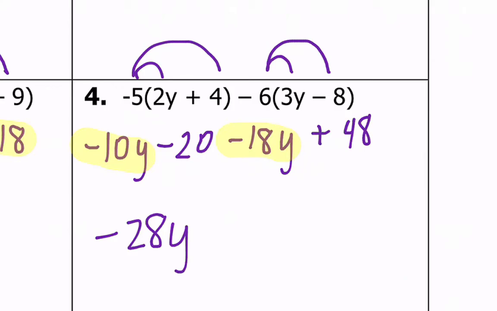Okay, now we look for our regular numbers, so let's identify those. I see a negative 20, and I see a positive 48. So now we have to add those two numbers together. Negative 20 plus 48 is equal to a positive 28.